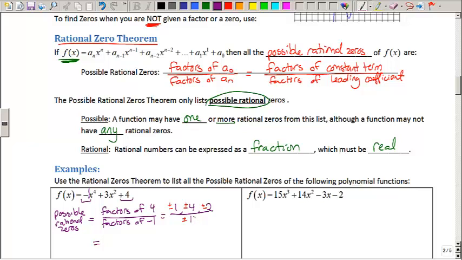Fortunately, this time we only have one term in the denominator, so 1 divided by 1 is going to be plus or minus 1. 4 divided by 1 is plus or minus 4. And then 2 divided by 1 is plus or minus 2. And this is the list of possible rational zeros. So what that means is if f of x has a rational zero, then it will be in this list of 6 numbers.